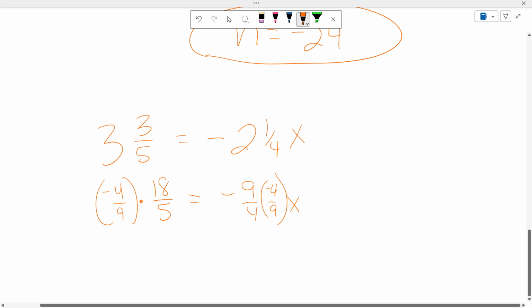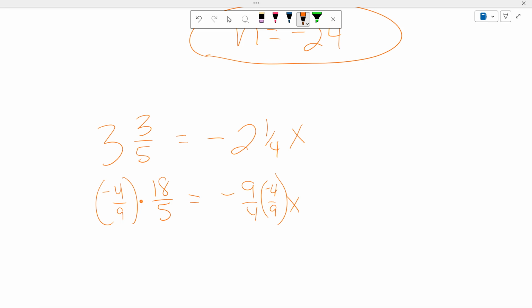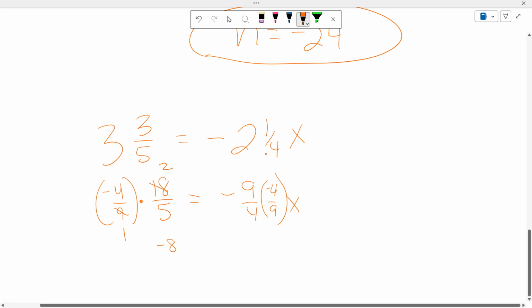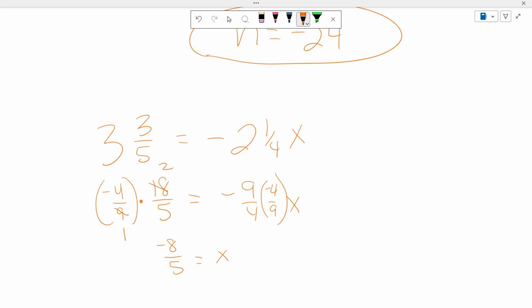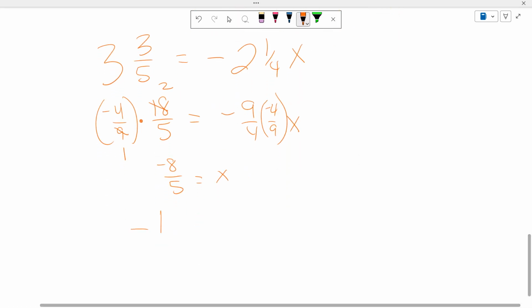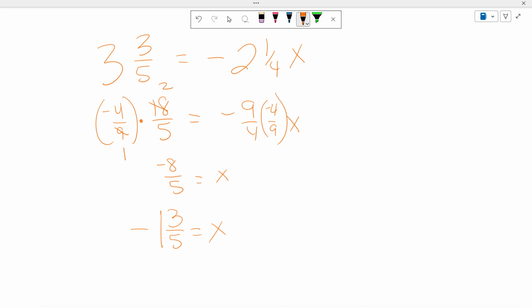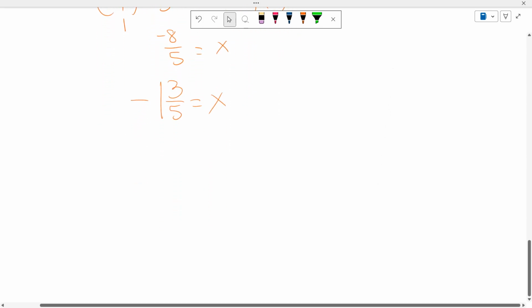Now, does 9 go into 18 evenly? Yes. 2. So this is 1, and this is 2. So negative 4 times 2 is negative 8. 1 times 5 is 5. So x equals negative 8/5. Or the calculator might spit out at you negative 1 3/5. Okay. All right. So if you want to use your calculator, it is fine with me today. You may.